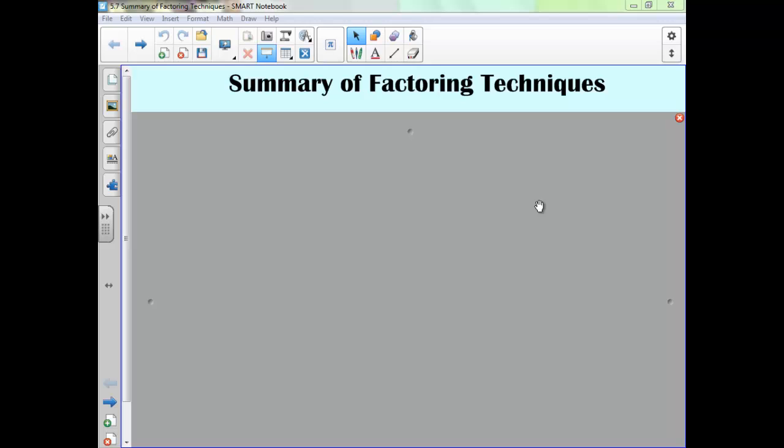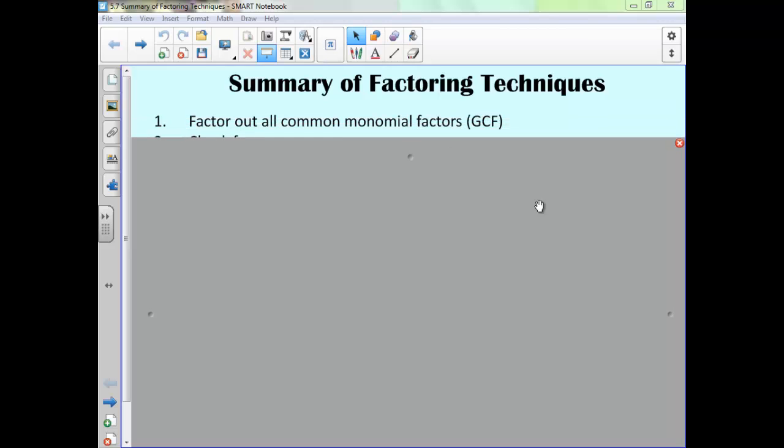Summary of factoring techniques, or a review of our factoring. So the first thing we always want to do is factor out our GCF, see if there's anything in common that we can factor out. This will help make your life easier by having smaller numbers to work with, as well as get you a complete factoring for your answer.